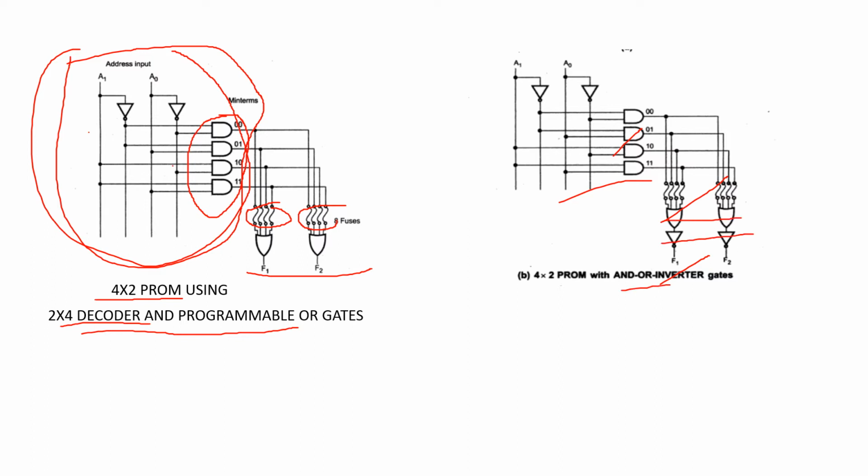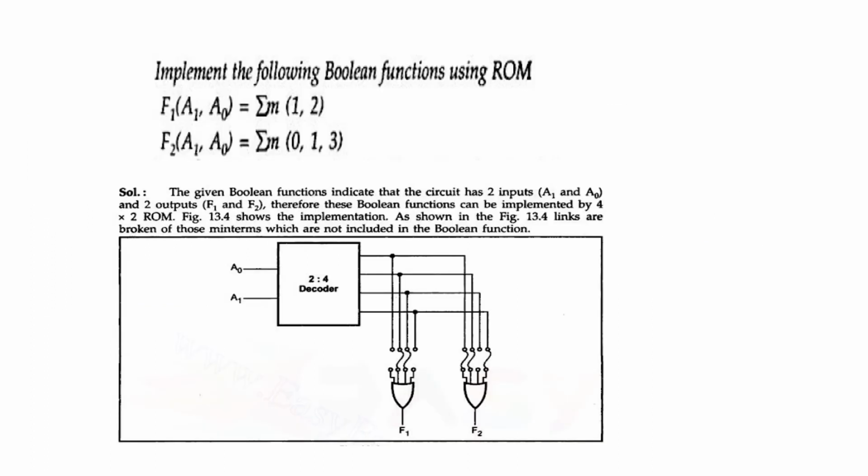So under inverter gates it is implemented. Let us see how to implement Boolean functions using ROM. Here F1 is given as 1, 2. So this is 0, 1, this is 2, this is 3. By using two inputs we can represent 4 minterms.